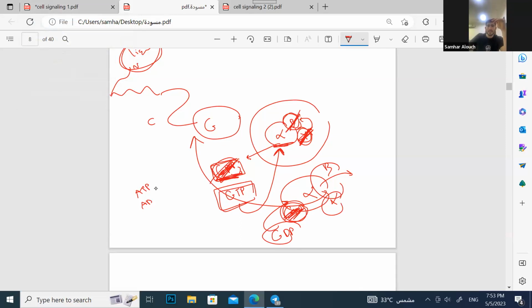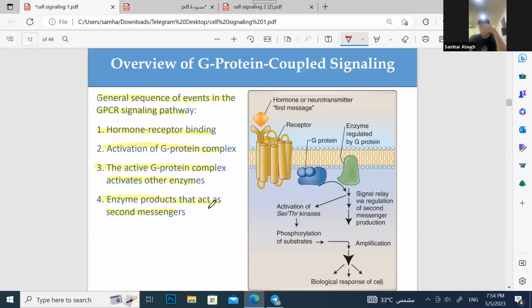So when we want to activate it, we remove GDP, put GTP, and beta and gamma get removed, and now the G alpha can go and do the response. Once we want it to be inactive, we remove GTP, put GDP, gamma and beta bind again, and it goes and binds to the C-terminal and it's inactivated. So that's the G protein structure.